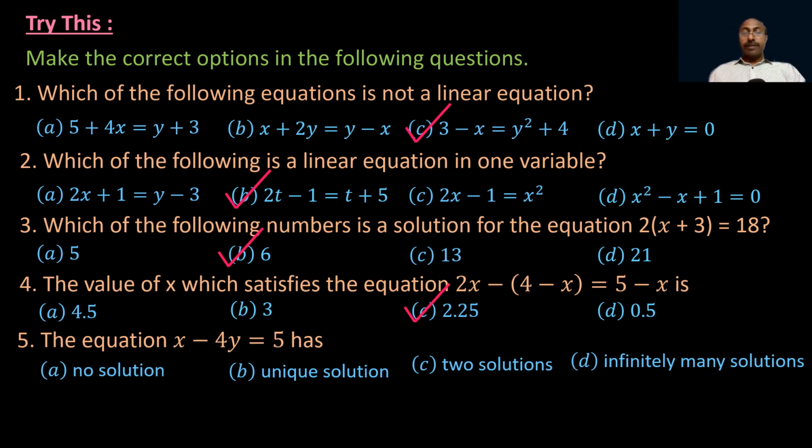Okay, like 1 comma minus 1 is a solution, 5 comma 0 is also a solution, 0 comma minus 5 by 4 is a solution. Like that we have infinitely many solutions when a linear equation in one variable is given. Sorry, linear equation in two variables is given.